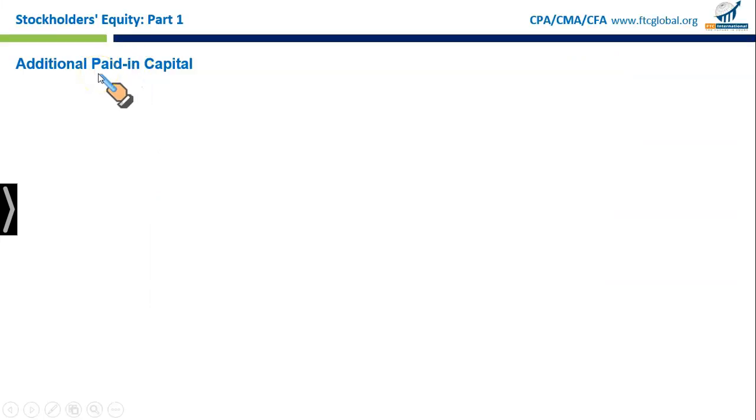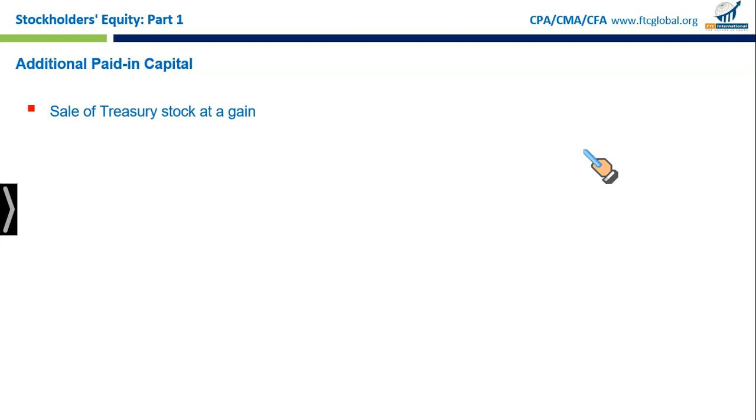Next, additional paid-in capital. Additional paid-in capital, we know, is the money contributed above the par or the stated value of a stock. For example, a company issued a share that has a par of 10 or a stated value of 10 at $15. This extra $5 is what you call the additional paid-in capital, or sometimes called the additional contributed capital. Is it the only way? No, it can come from many different transactions.